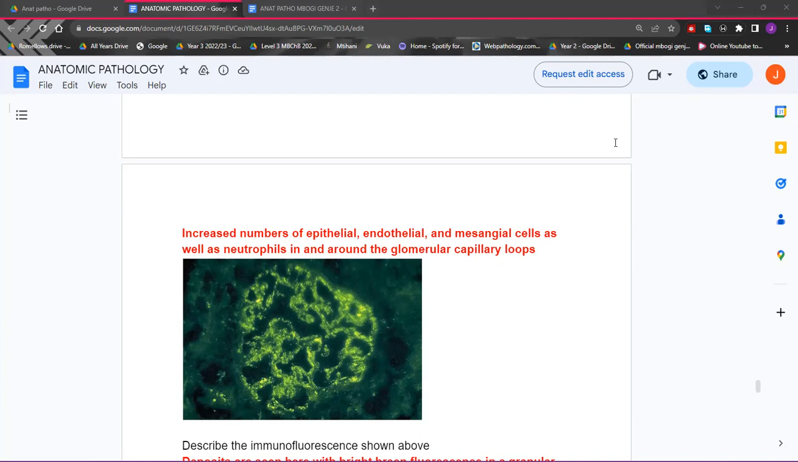This antibody-antigen complex will be deposited subendothelially between the podocytes and the glomerular basement membrane. These immune complexes initiate inflammation, with activation of complement and deposition of C3. Under light microscopy, you see a large hypercellular glomerulus. Under immunofluorescence, you'll see C3 and IgM deposits in the glomerular basement membrane and mesangium. On electron microscopy, you'll see subendothelial deposits known as humps.